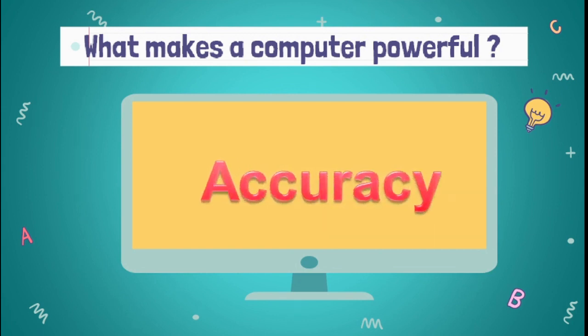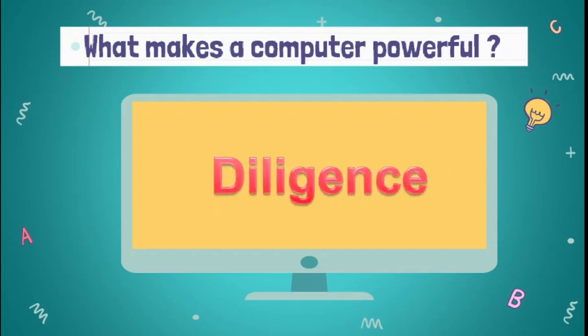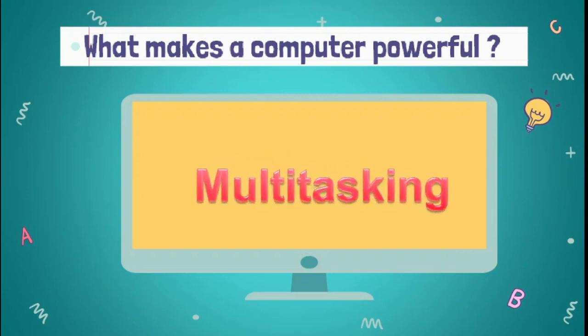Accuracy. A computer always gives correct results. Mistakes are normally made from a user side. Diligence. A computer can work for long hours without getting tired. Multitasking. A computer can do many tasks at the same time.